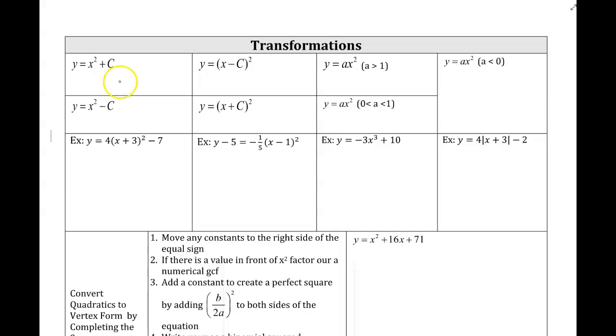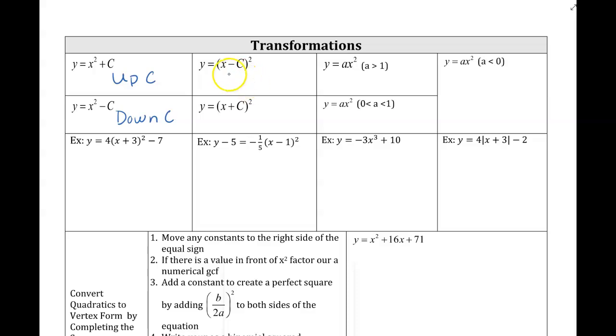And if you add any constant to your quadratic, it would shift it up, whatever units you have, in this case C. If we subtract a constant, it shifts your parabola down. We'll say C units for now.